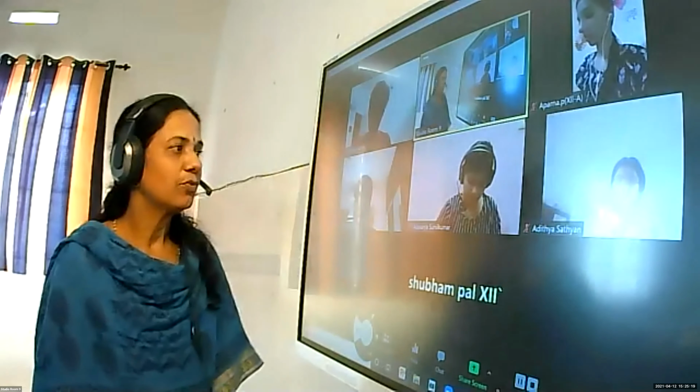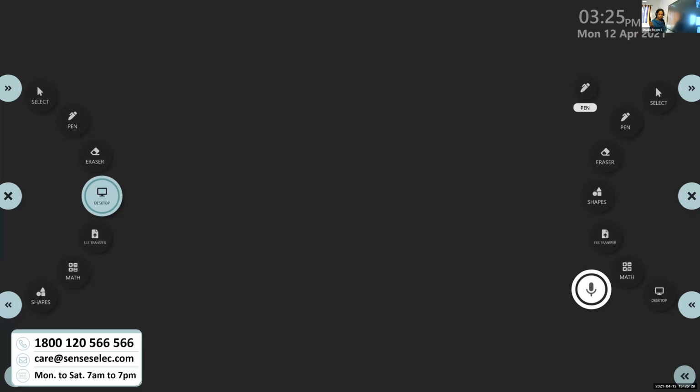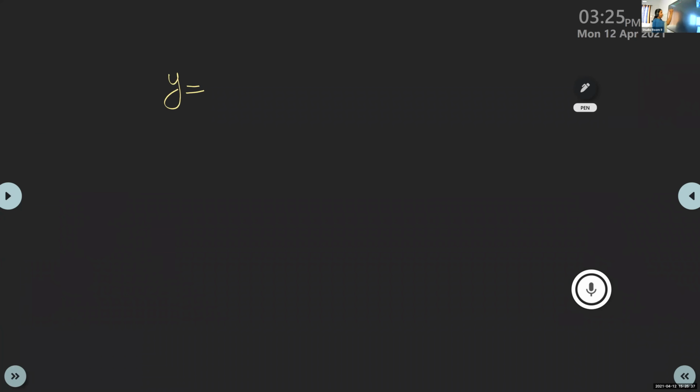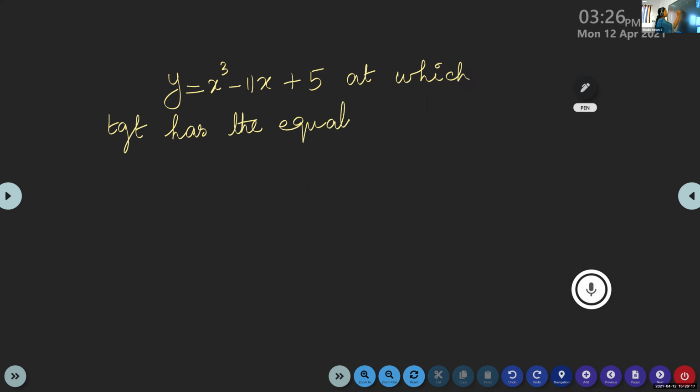Find the point on the curve y is equal to x cube minus 11x plus 5, at which the tangent has the equation y is equal to x minus 11.